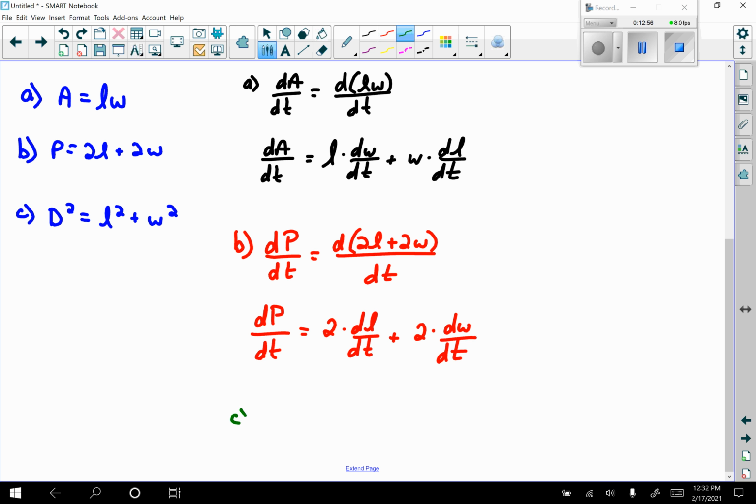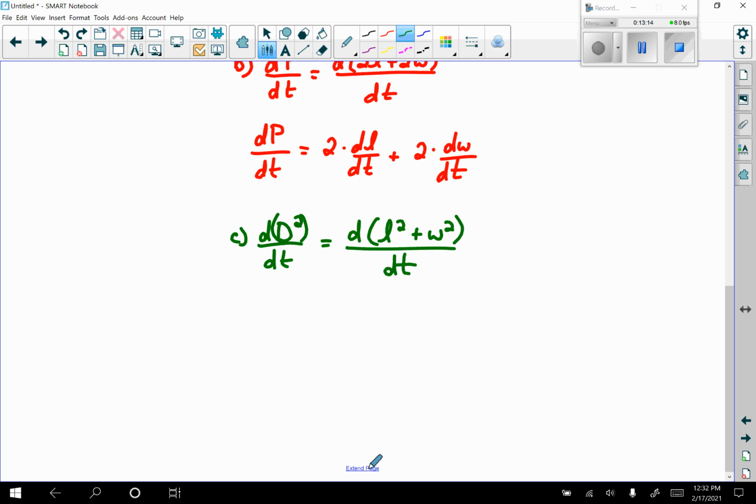And then for part C, we're going to take the derivative of D squared over dt, and then the derivative of the other side, L squared plus W squared over dt. So this will become 2D times the derivative, so dD over dt. This will become 2L times dL over dt plus 2W times dW over dt.